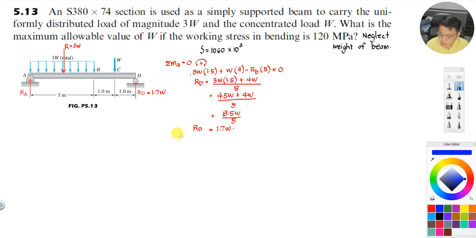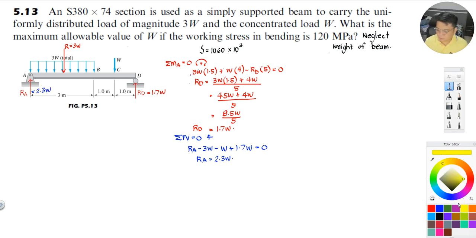I can now take summation forces vertical equal to 0, positive upward. So, I can now have the RA minus 3W, minus W, plus 1.7W equal to 0. So, I can now have the RA equals to 3 plus 1, 4, 4 minus 1.7. Okay, so you can have it as 2.3 of W. So you can now have this reaction, 2.3 of W. So what we will do now is, again, we draw the shear and then the moment diagram.